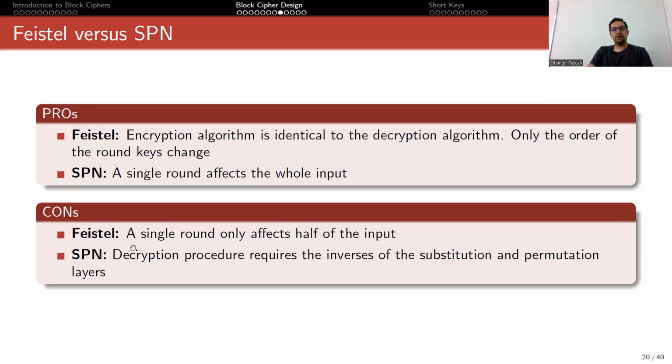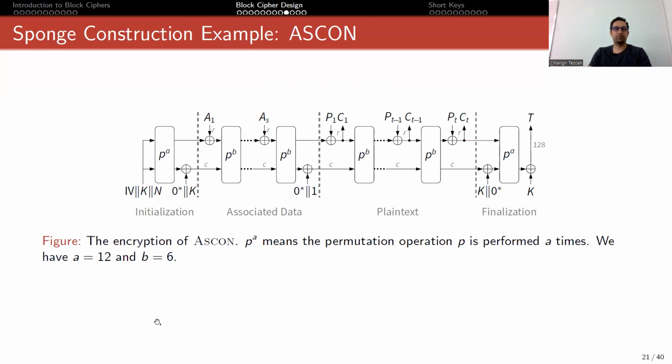Cons are as follows. In the Feistel, a single round only affects half of the input. So for simple designs, you may need more rounds to provide enough confusion and diffusion. And in the SPN, the decryption procedure requires the inverses of the substitution and permutation layers, which might take a lot of space on hardware. But of course, you can turn your block cipher into a stream cipher depending on your mode of operation. So you don't always need to do this if you are using, like, a counter mode of operation and so on, which we are going to talk about when we talk about mode of operation.